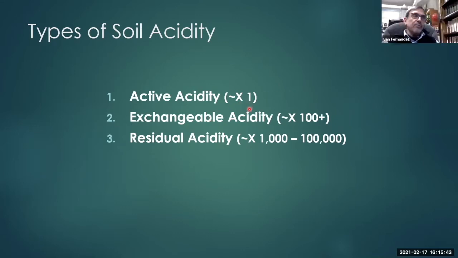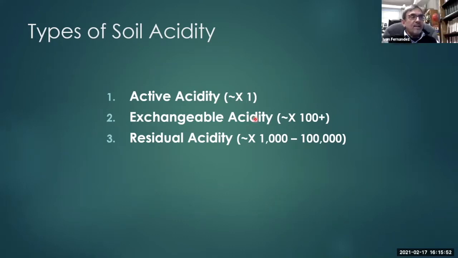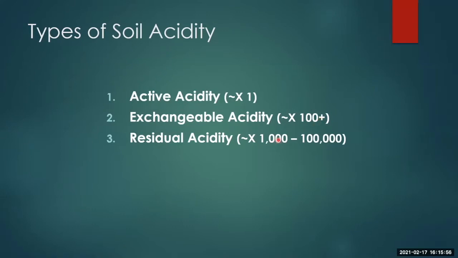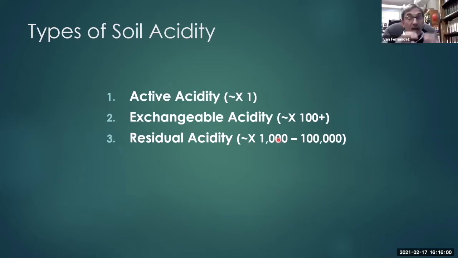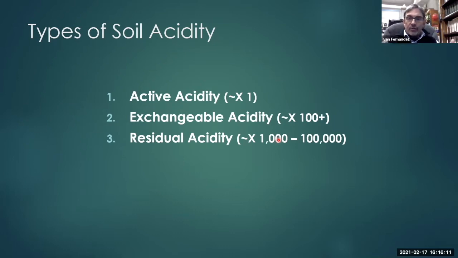And these are just very ballpark, but if we standardize active acidity as 1, how big is exchangeable acidity compared to active acidity? Well, it's 100 times or more. And residual acidity is thousands of times the size, the absolute size, but again, with much less reactivity. So we're not just talking about one kind of acidity. We have these different phases. They're interactive and they're all linked.